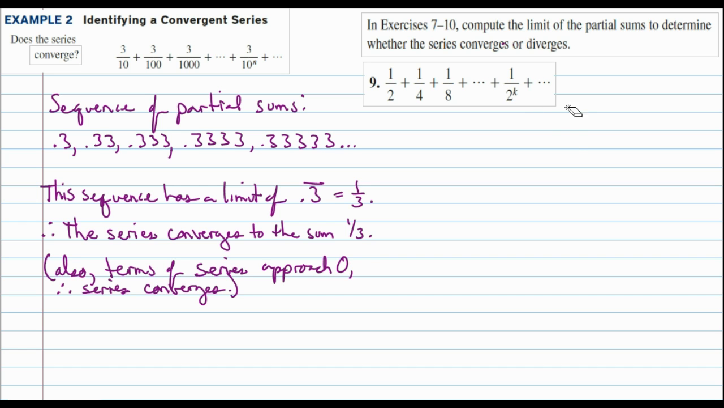Now try problem number 9. It says compute the limit of the partial sums to determine whether the series converges or diverges. Well, those decimals are pretty easy, but let's just convert those right away. So 1/2 is 0.5, 1/4 is 0.25, 1/8, etc.